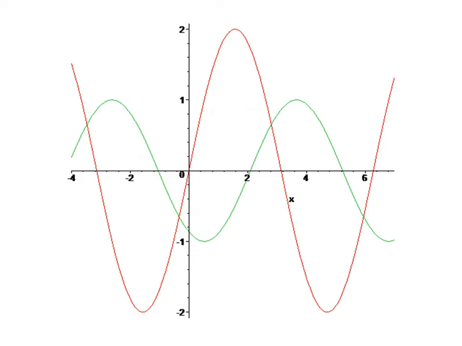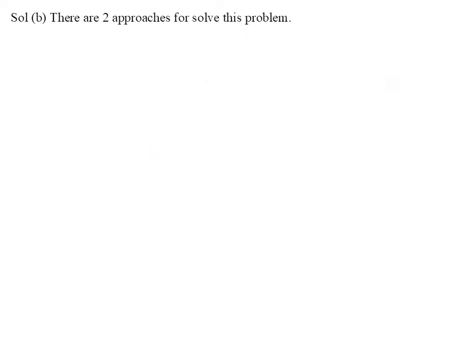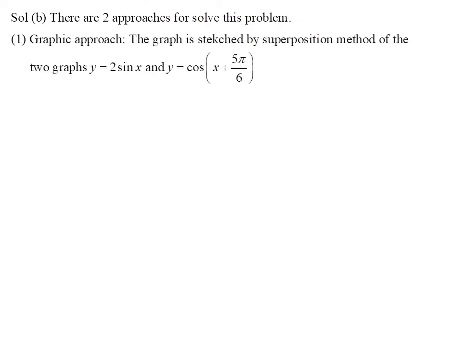The function curve of y equals 2 sine x is in red, while the function curve of y equals cosine of the sum of x plus 5 pi over 6 is in green color. To find the x-intercepts of this function, there are actually two approaches. The first one is the graphic approach, and the second one is the algebra approach.